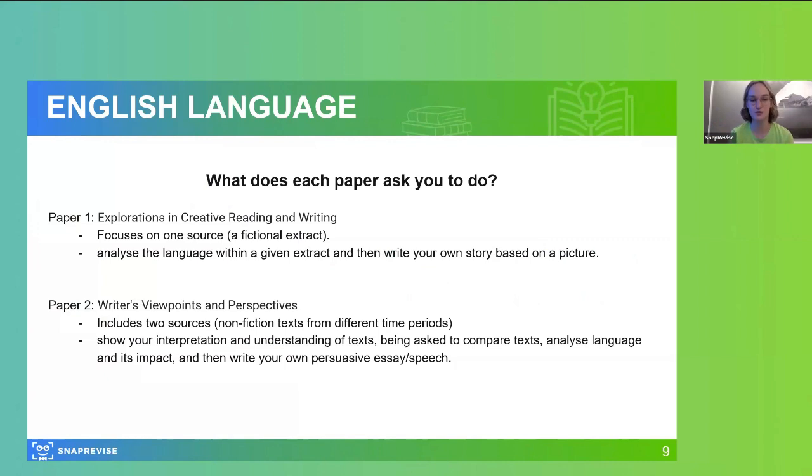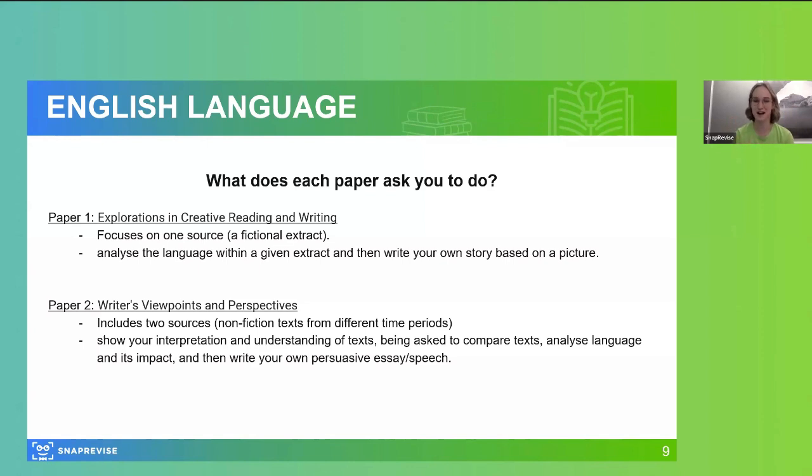Paper 2, Writers' Viewpoints and Perspectives. It includes two sources, often non-fiction texts from different time periods. So in this paper, you have to show your interpretation and understanding of the texts. You're being asked to use comparative analysis, analyse the language and its impact. And then in the final part of that exam, you have to write a persuasive essay or a speech.